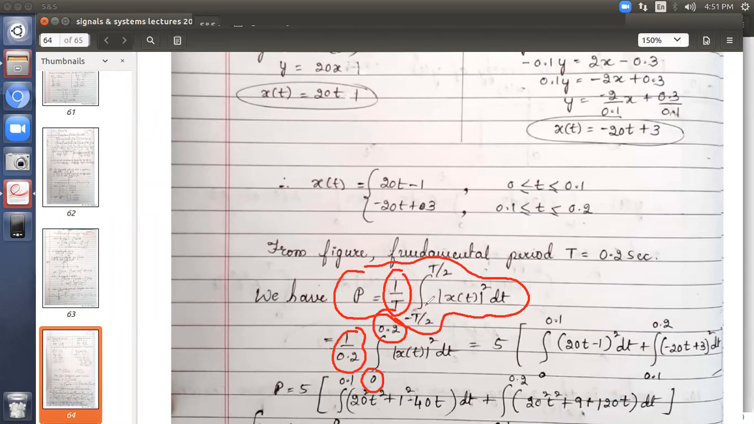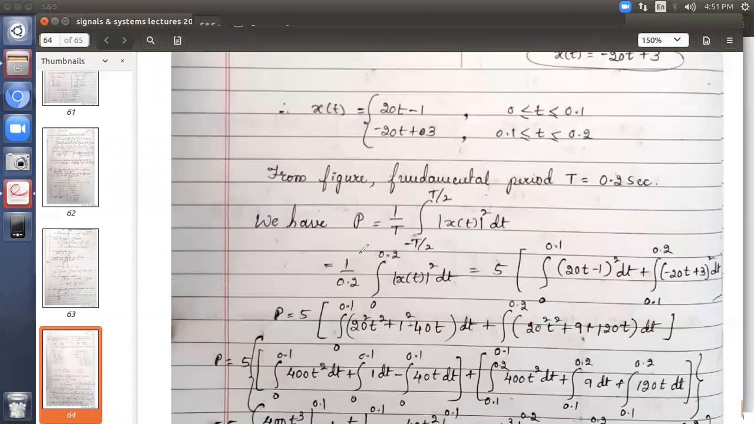Or you can take minus t by 2 to plus t by 2, that is 0.2 by 2, minus 0.1 to plus 0.1. No issues. You will get the final answer the same. And the x of t signal is divided among two integral limits. So in the next step, 1 by t, which is 1 by 0.2, which is 10 by 2, which is 5.